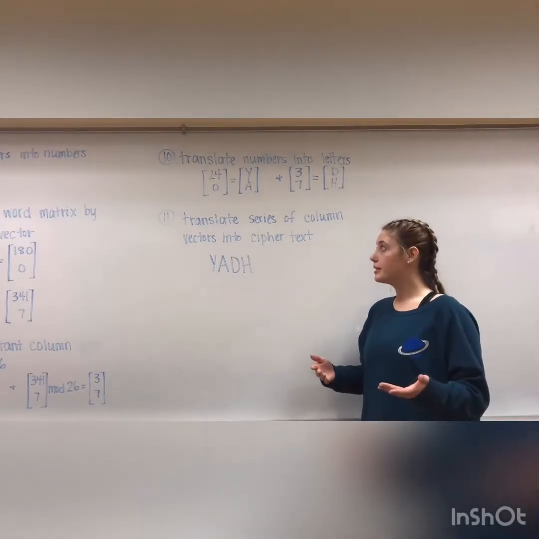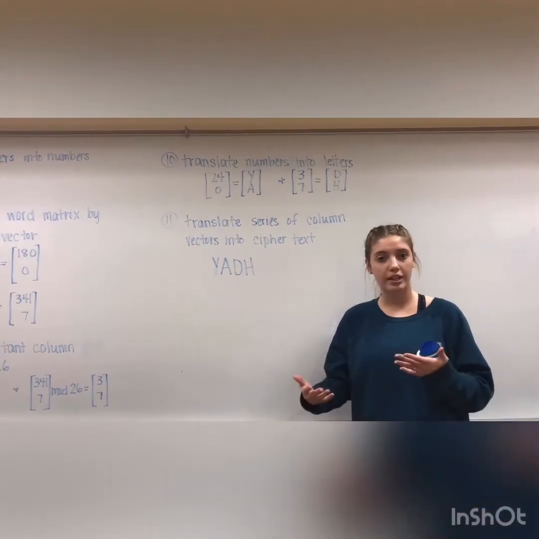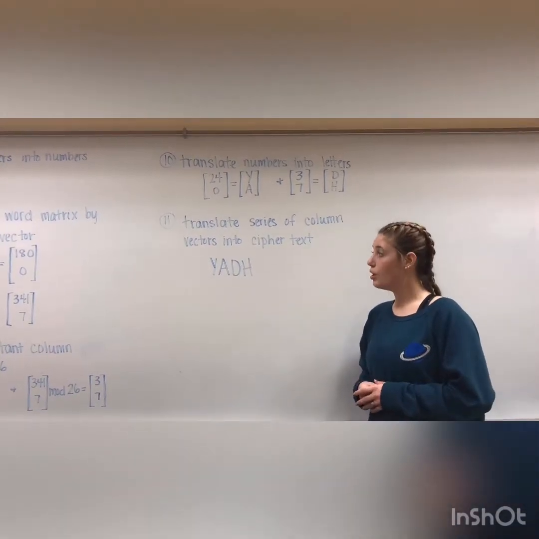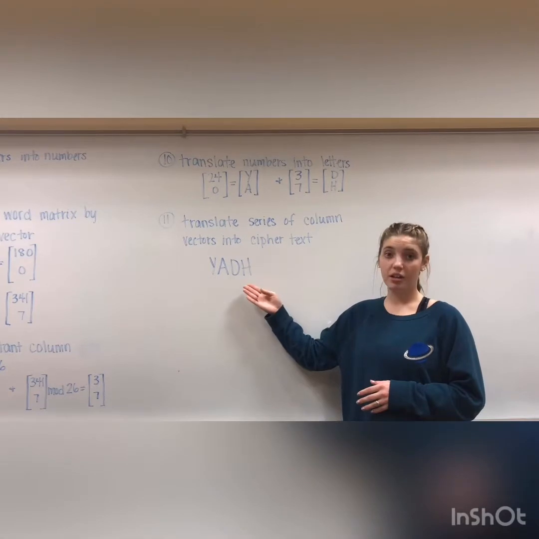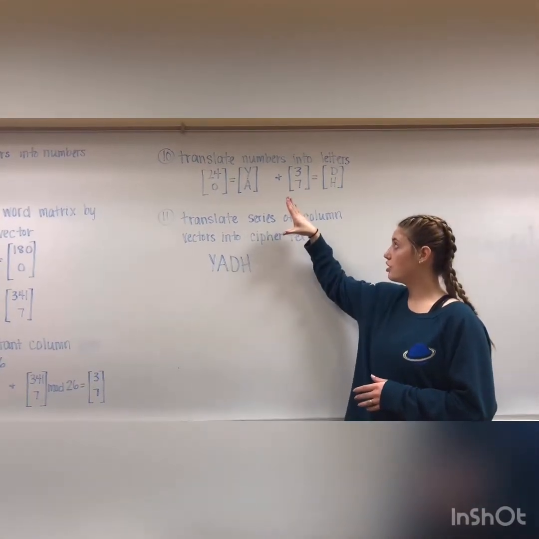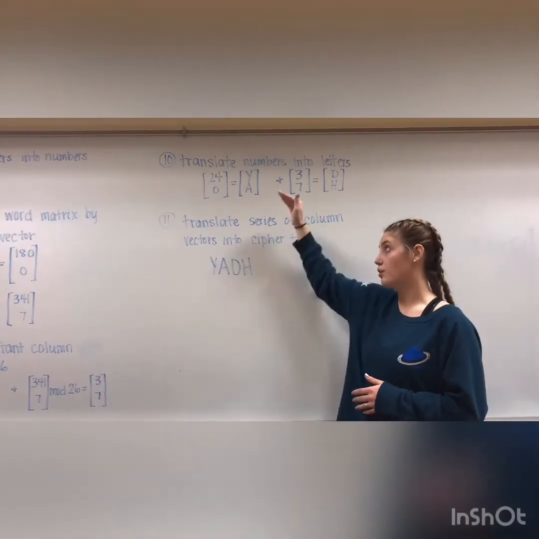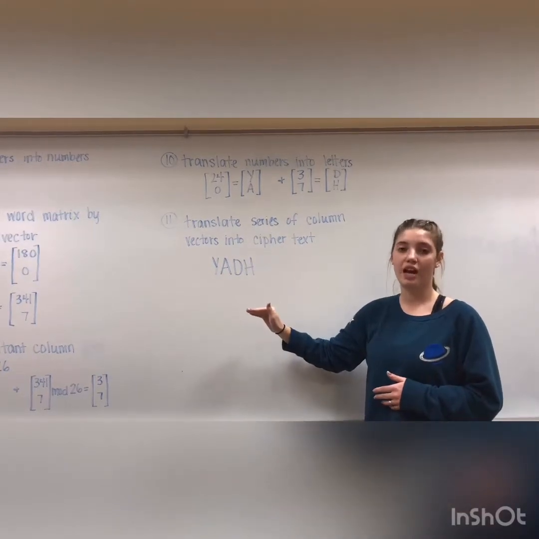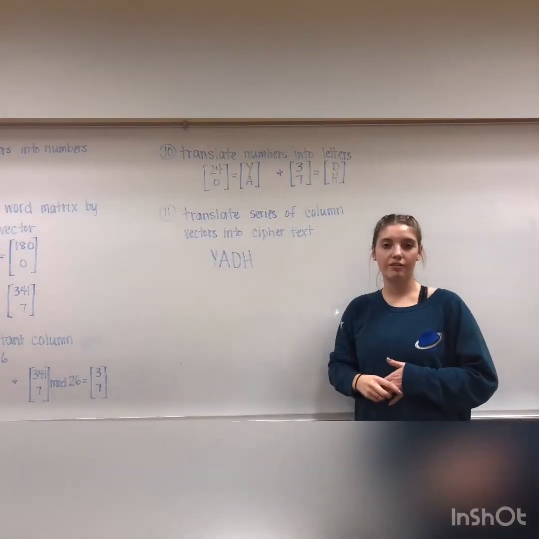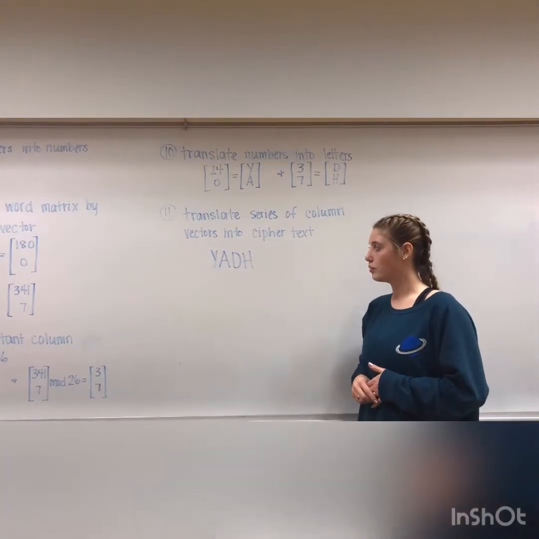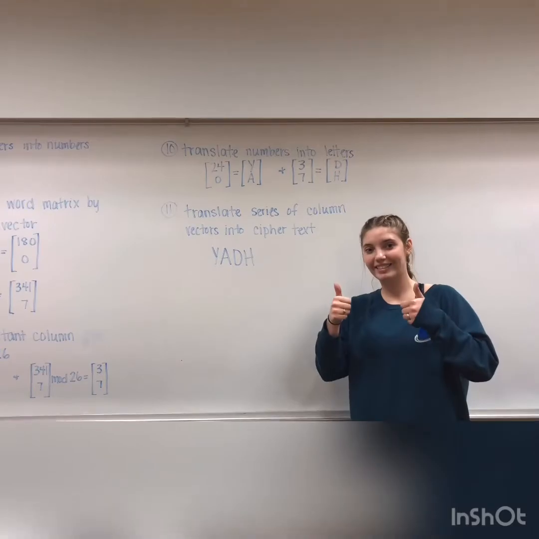Our last step is to translate this series of column vectors into ciphertext, or the text that is rearranged so nobody else can read it. Finally, we see that the ciphertext of math is yadh, because starting with the leftmost column vector at the top, that's our first letter. Then we move down until we reach the end of that vector. Then we move over to the right and down until we have completed all of our vectors. So, math equals YADH in Hill ciphertext.